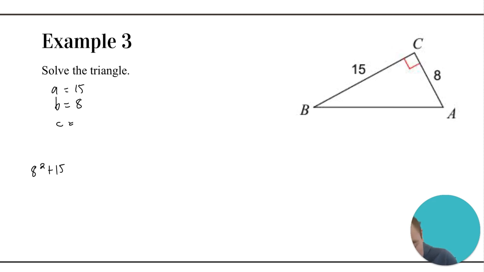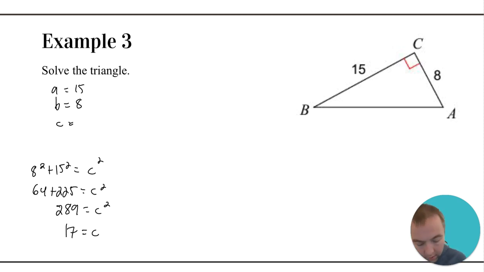So 8 squared plus 15 squared would be together on the same side, and the hypotenuse squared would be on the other side. This gives you 64 plus 225, and adding those together gives you 289 is c squared. Then you can square root, and you get the nice whole number 17 for c, for that last side length. Great, and then we just need to find the 3 angle measures, and we'll have the triangle solved.